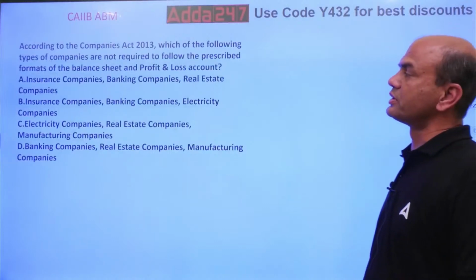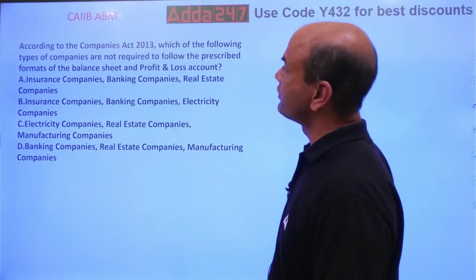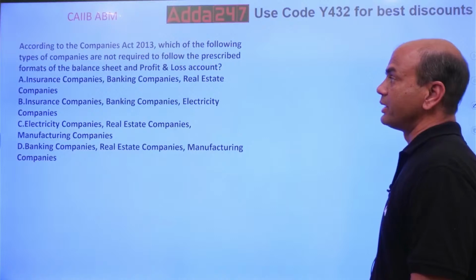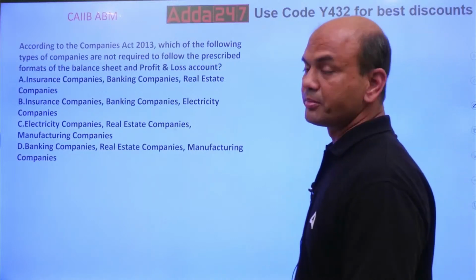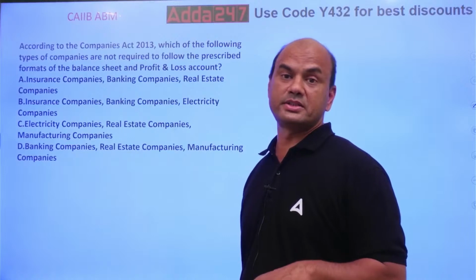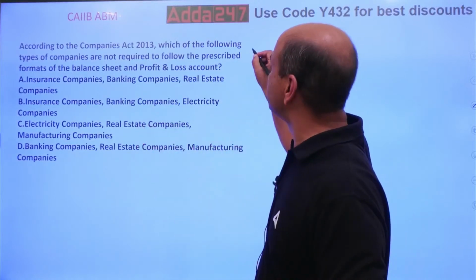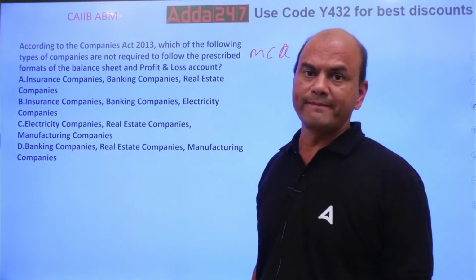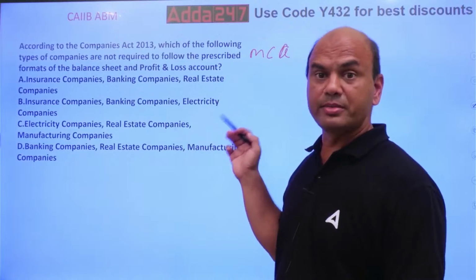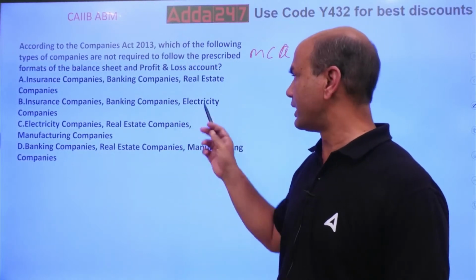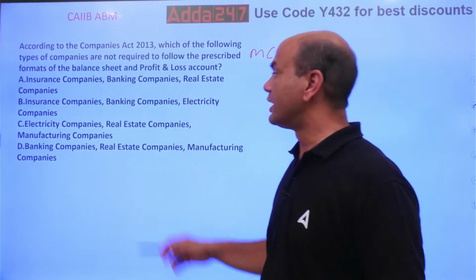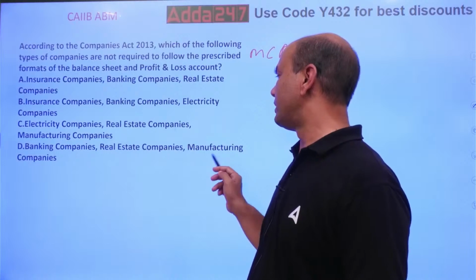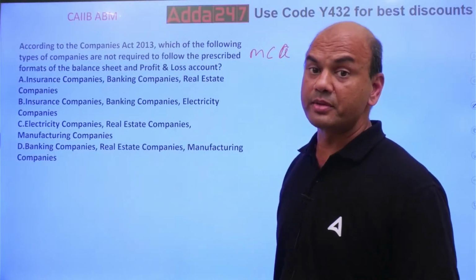According to the Companies Act 2013, which of the following types of companies are not required to follow the prescribed formats of balance sheet and P&L? So which companies are not required to follow the formats given by this MCA? Companies Act means MCA, Ministry of Corporate Affairs. Others all are required, but which companies are not required? Look at it. Insurance, banking, electricity, real estate, manufacturing companies. Which of them are not required?